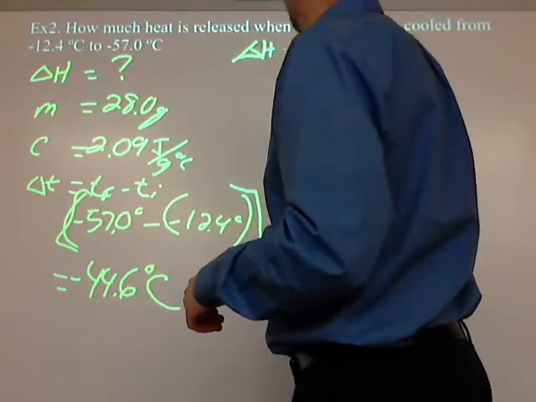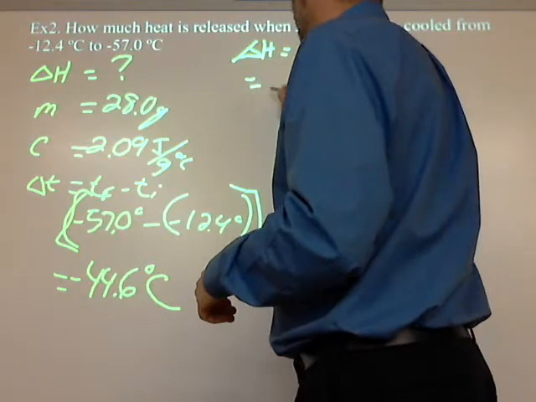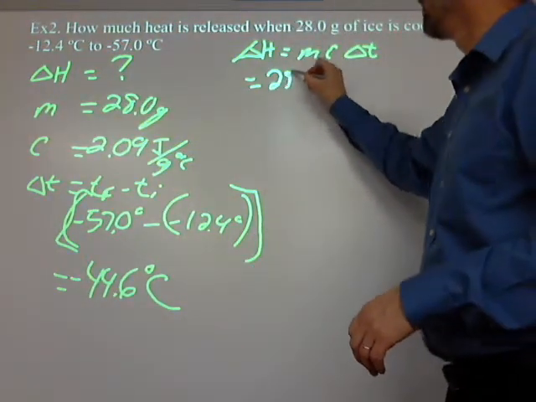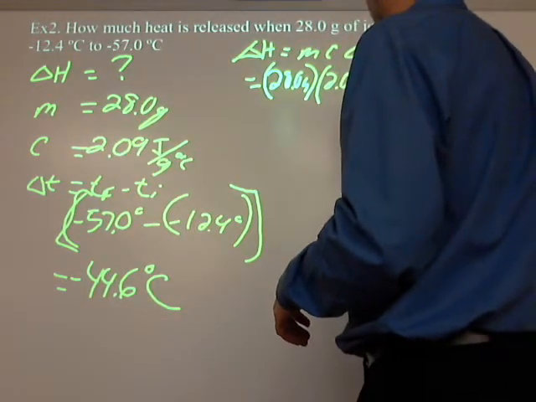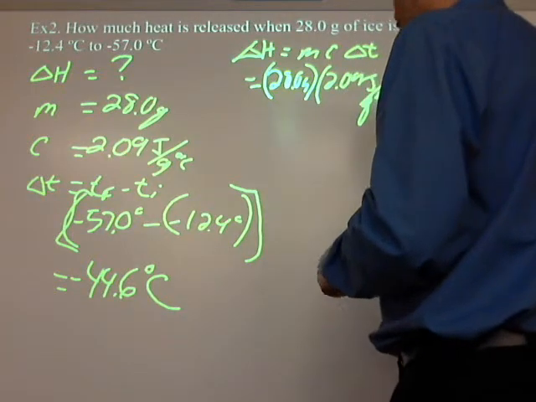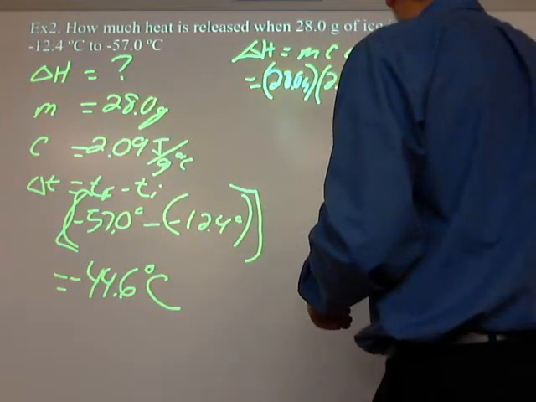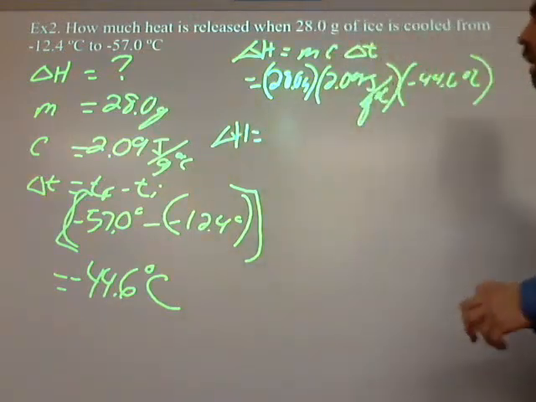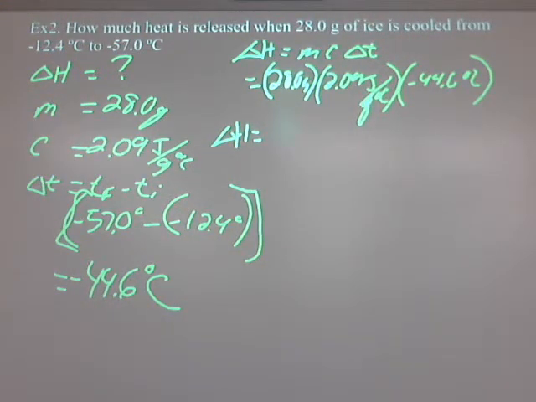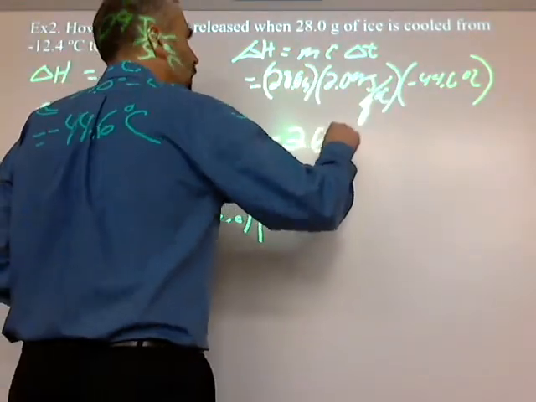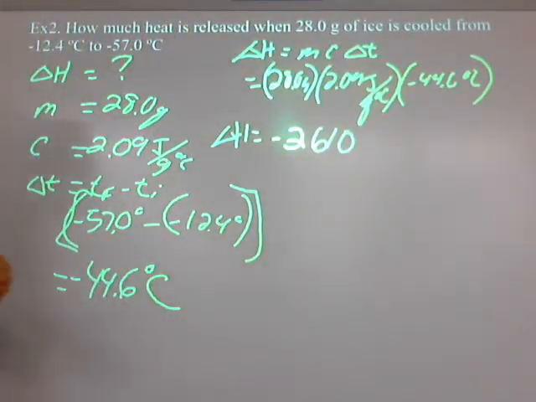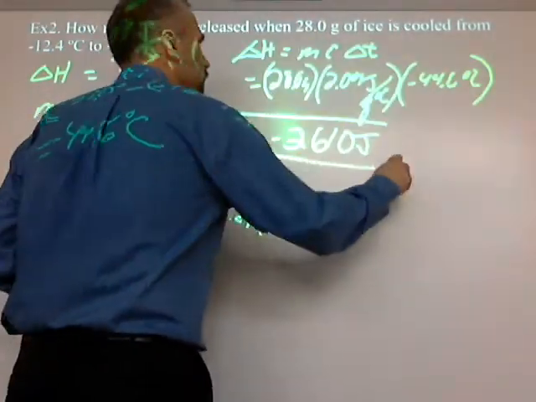Okay, delta H equals MC delta T. So it equals 28.0 grams times 2.09 joules per gram degree Celsius times negative 44.6 degrees Celsius. What is delta H in this case? Mark, what'd you get? Negative 2,600. Anybody else get that? So good? Joules, right. Good.